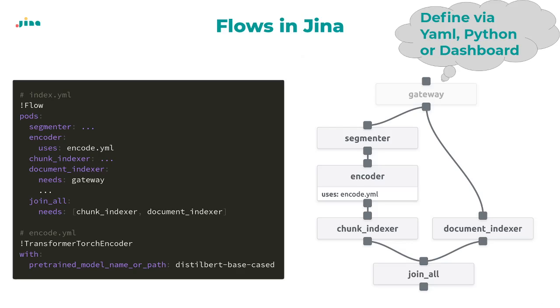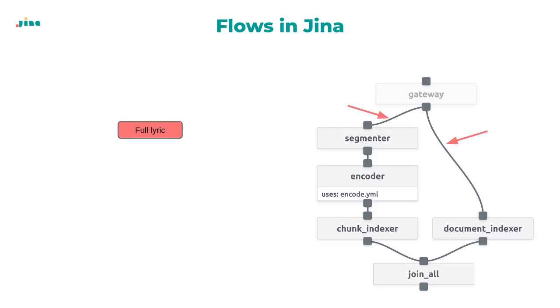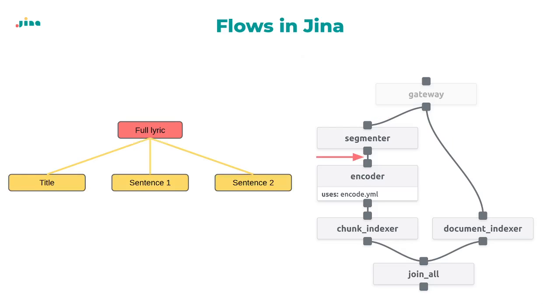Okay, now we have a flow and we know that this and that happens. But now how do we merge this with data? So think about the full lyric coming in. In the beginning, we just have our root data node, which is the full lyric. Then we segment it, for example, into the title and each sentence. Afterwards, we encode these sentences, which are now child nodes, and now they become numbers, because encoding just means getting encodings, so numbers. Then we go to the chunk indexer, nothing happens to the data, it just writes the data away, and that's it.